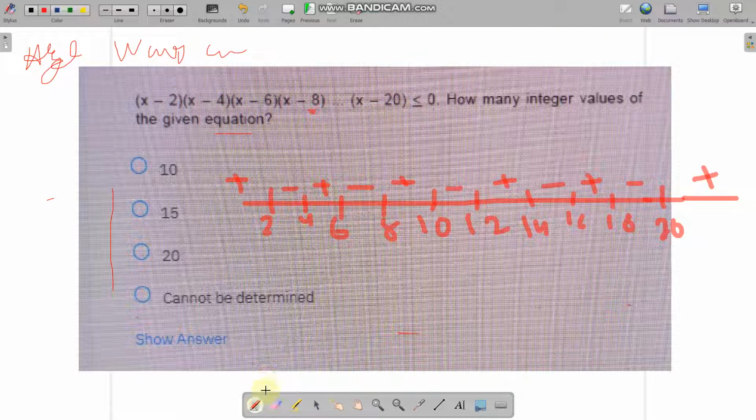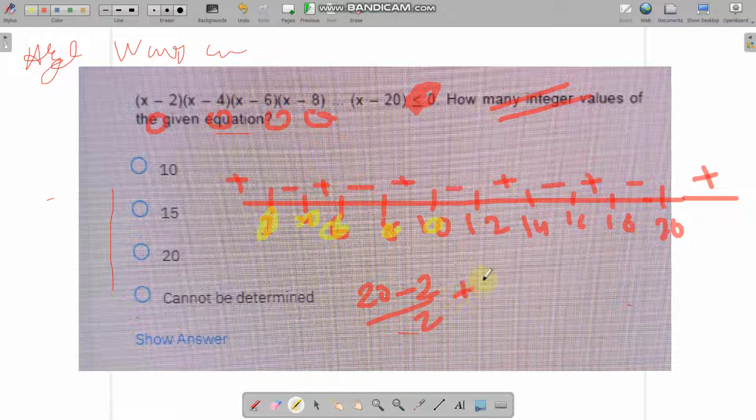So the question's demand is less than or equal to 0. Now this expression will be equal to 0 when any of the brackets is 0. Which means that all the critical points will be integer values satisfying the inequality, obviously. So the values satisfying are 2, 4, 6, 8, 10, and so on. We'll calculate this: (20 minus 2) by 2 plus 1, that is 18 by 2, 9, plus 1, so 10 values over here.